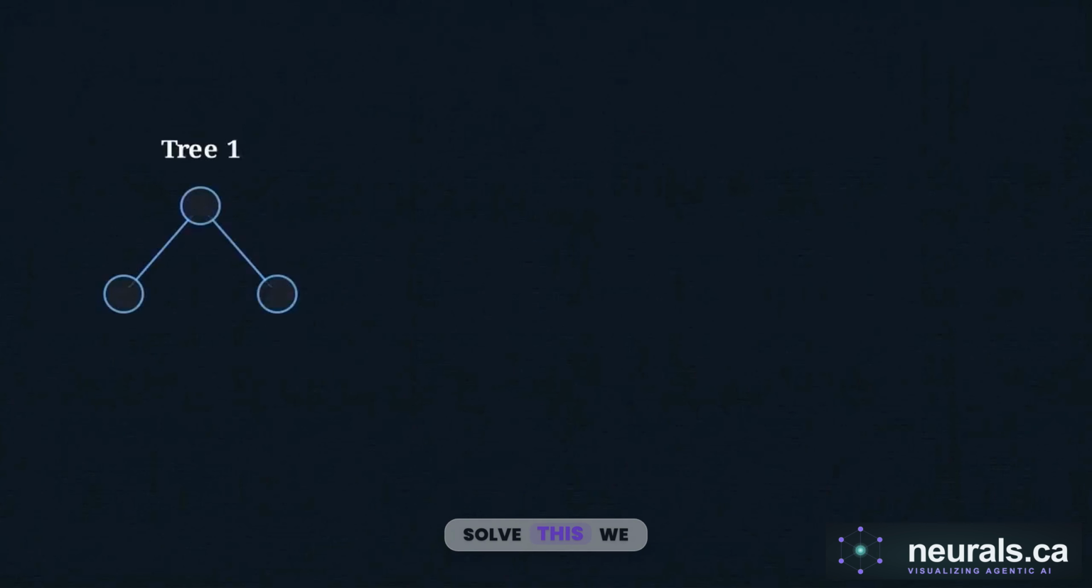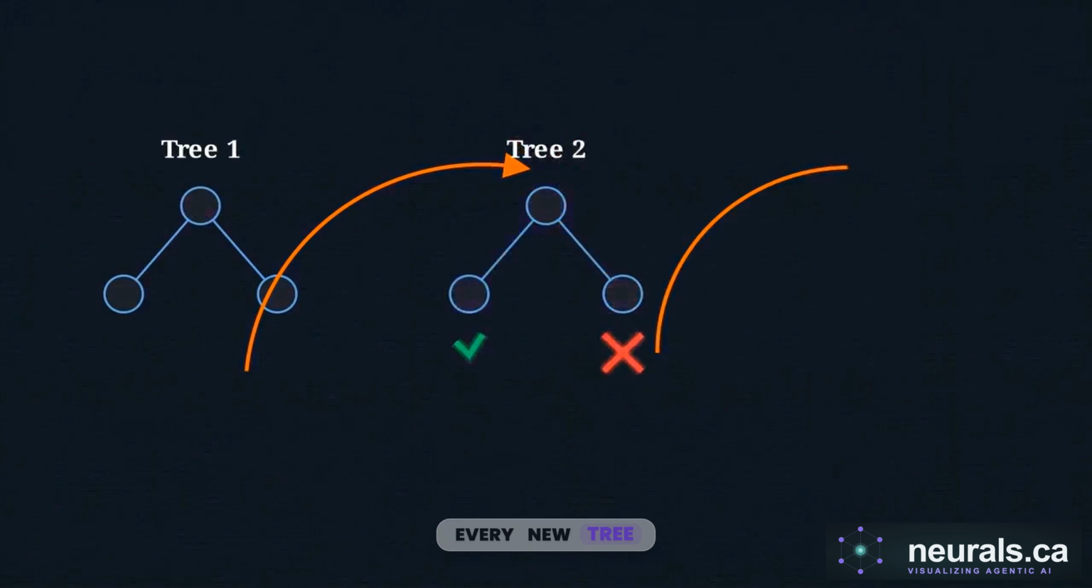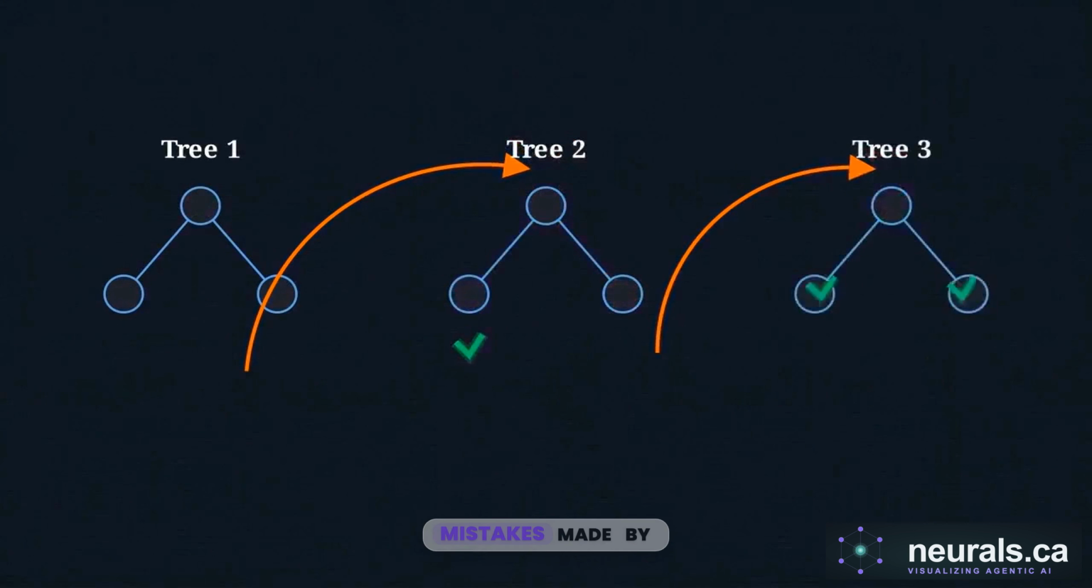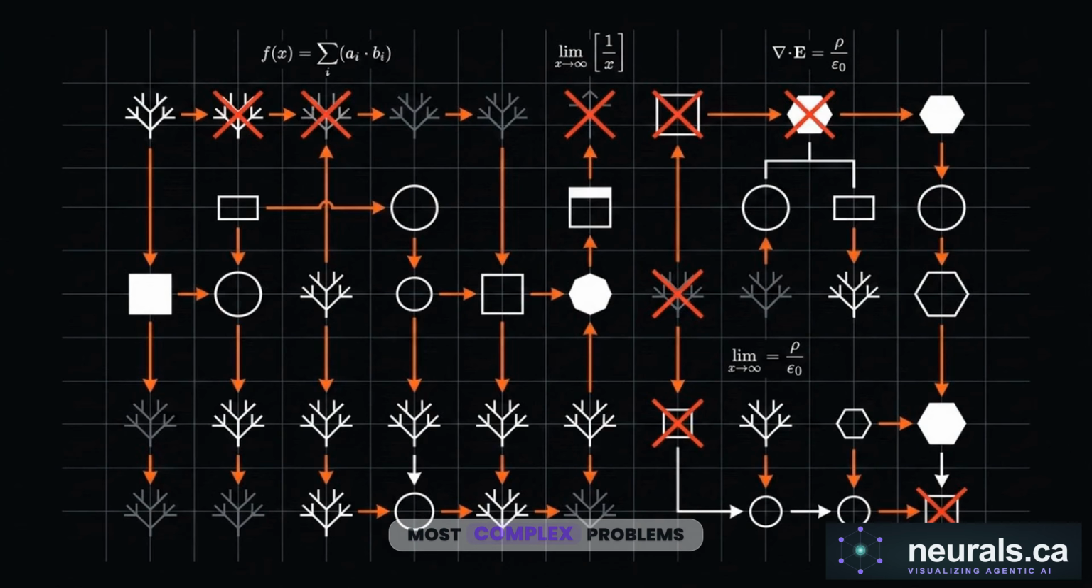To solve this, we can build the ensemble one tree at a time. In this sequence, every new tree is designed to fix the specific mistakes made by the models that came before it. Simply averaging a group of weak guessers is often insufficient for high-dimensional data. For the most complex problems, the model must evolve through a series of corrections.